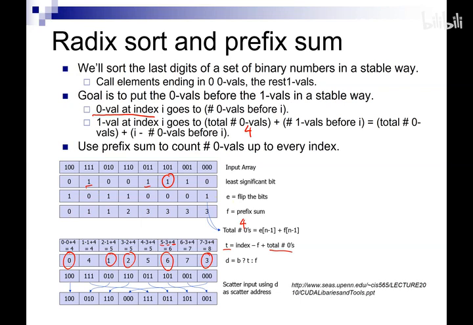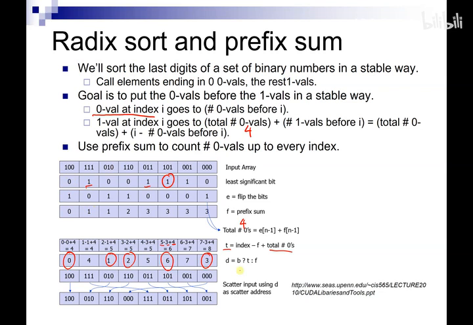And then after that, we can figure out where all of these values should be assigned in the final sorted order. Because anytime you have a 0 value, you simply use the F value to determine its position. And if you have a 1 value, you're going to use this other formula to determine its position.